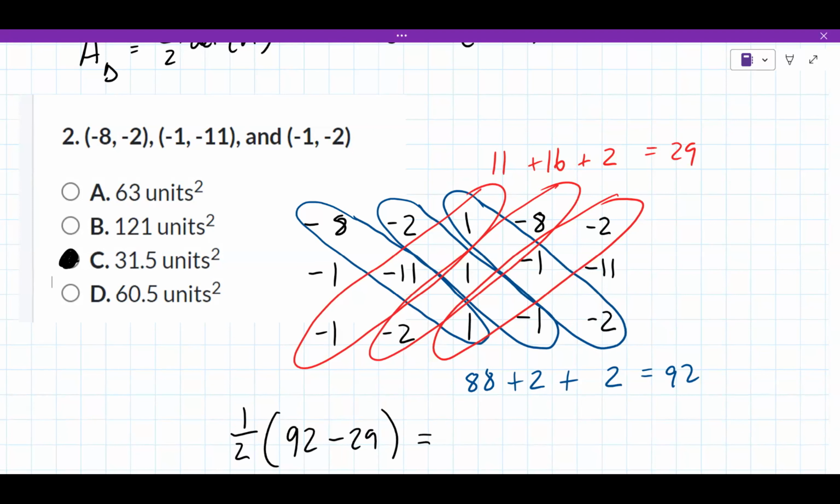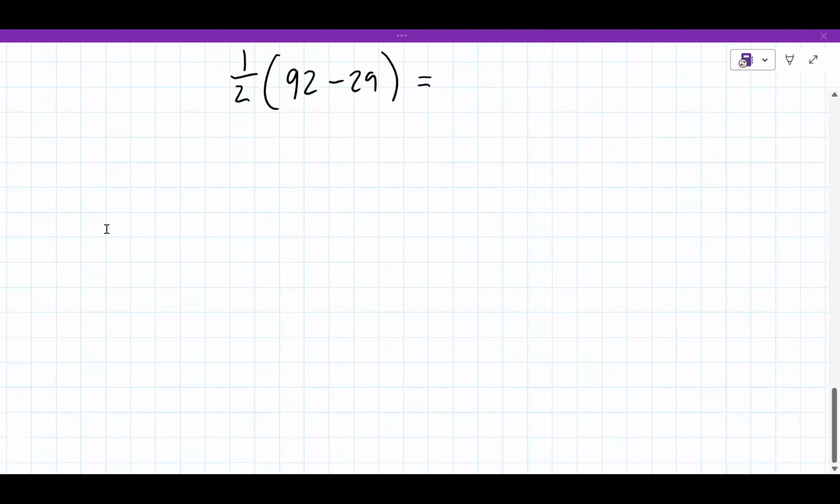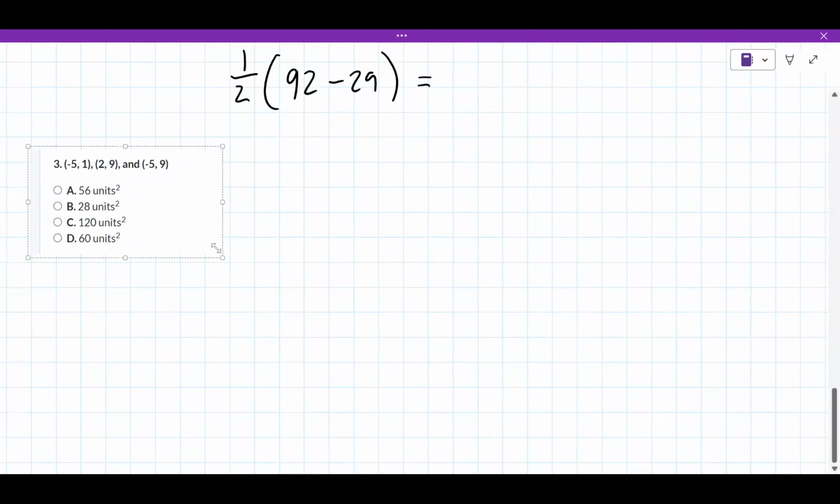All right, let's keep going here. One more of these, believe it or not. They're really not that difficult. You just have to do the same thing over and over again, and eventually you're like, all right, I got it.